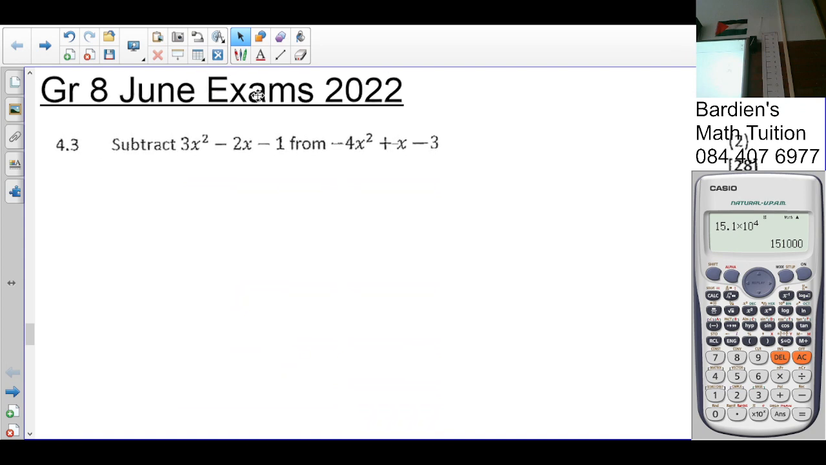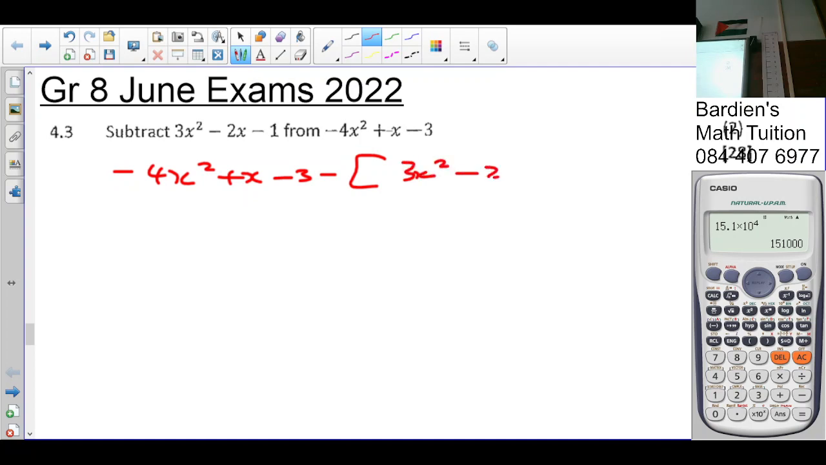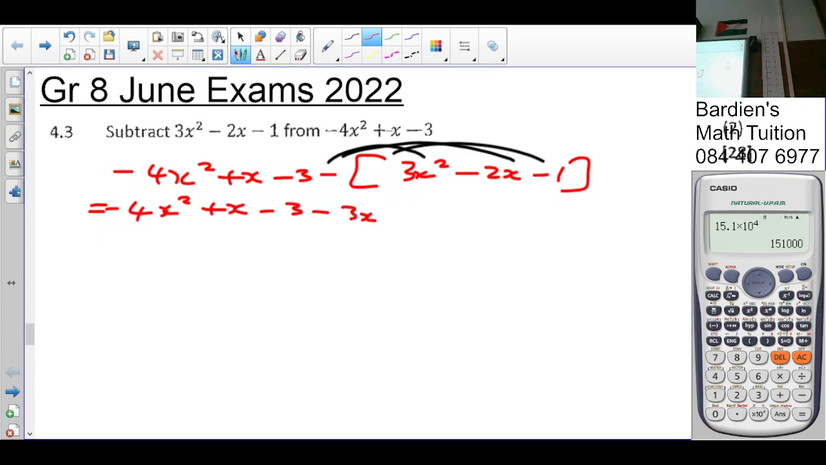The next question. Subtract 3x squared minus 2x minus 1 from negative 4x squared plus x minus 3. Whatever follows from, you must write first. So negative 4x squared plus x minus 3 minus (3x squared minus 2x minus 1). We're going to get rid of the bracket by multiplying that out. So it's negative 4x squared plus x minus 3 minus 3x squared plus 2x plus 1.